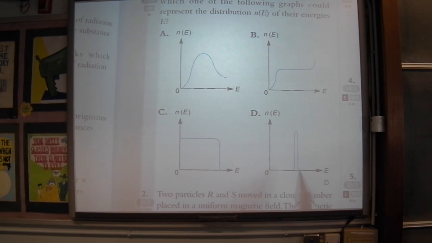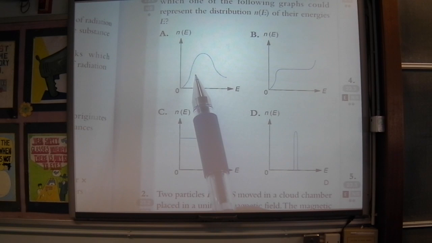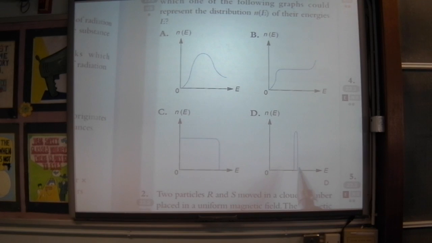For alpha particles, it should be like D. Actually, D is the correct graph for alpha particles as well as for gamma. They should behave like that. Remember I told you that for alpha and for gamma, they have a definite amount of energy. So the graph should be like this one. And A is for beta particles. If the question asks you about beta particles, the answer should be A. But for alpha or for gamma, the answer should be D.